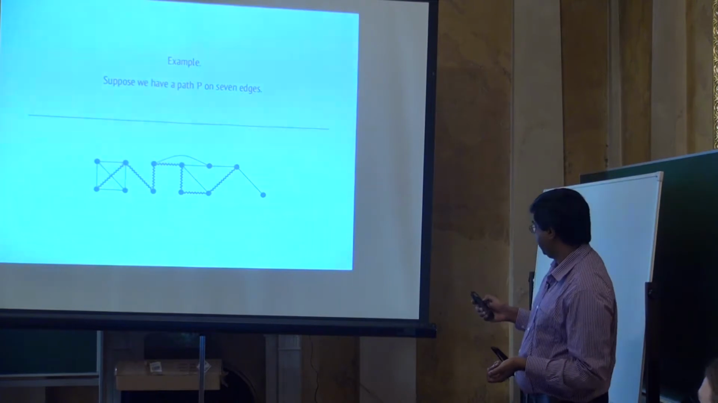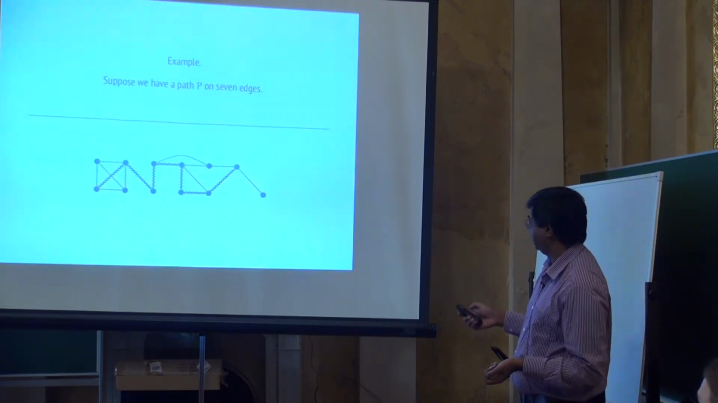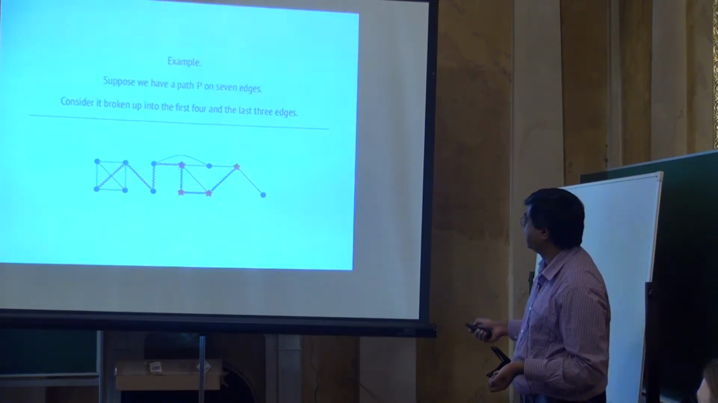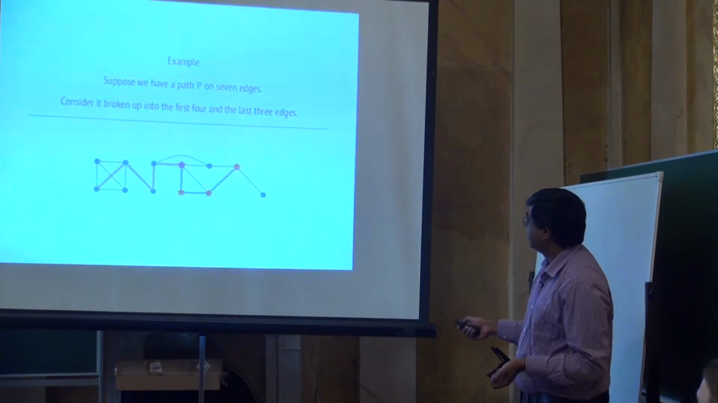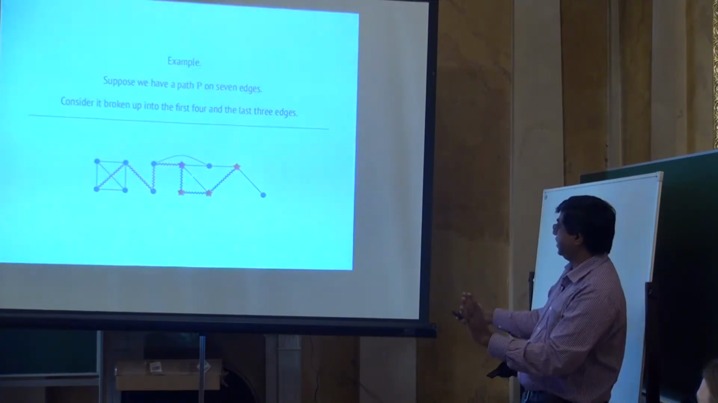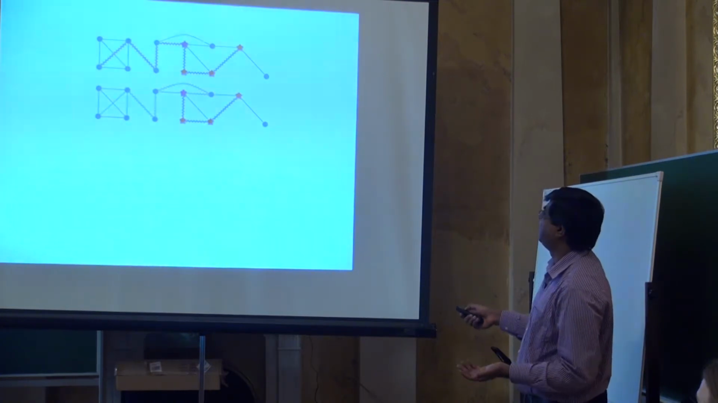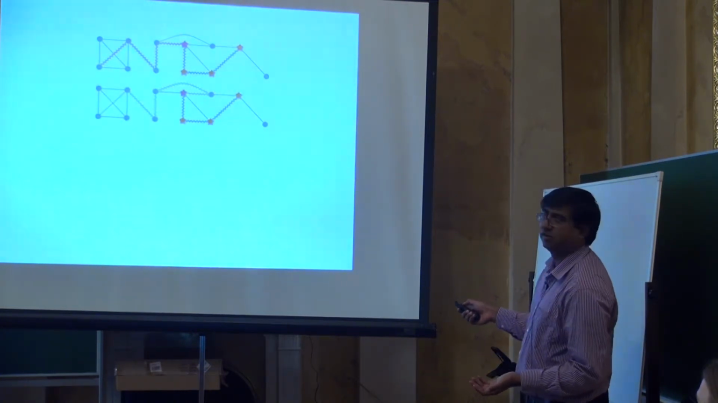For example, look at this example. Suppose we have a path P on 7 vertices, 1, 2, 3, 4, and suppose these are my first 4 vertices and this is the last 3 vertices. Now look at this, this is our good future because there is a way to extend. Now let's look at this. There are many ways to extend this future, right?